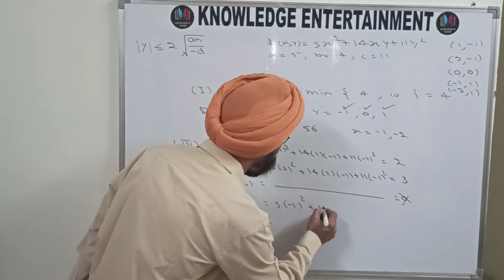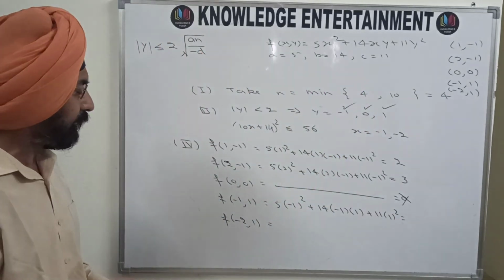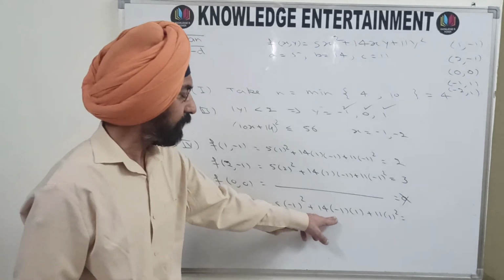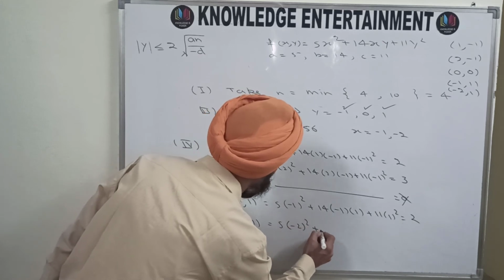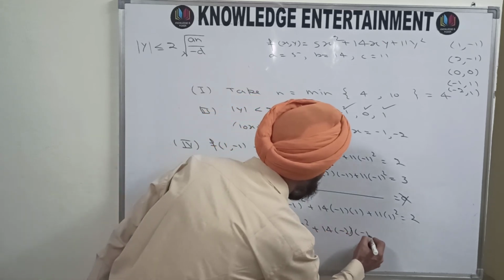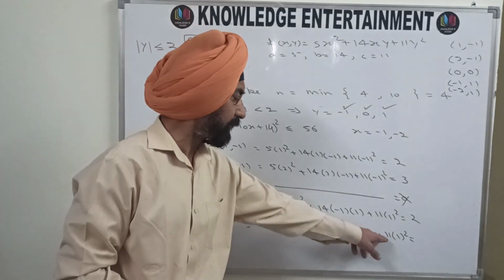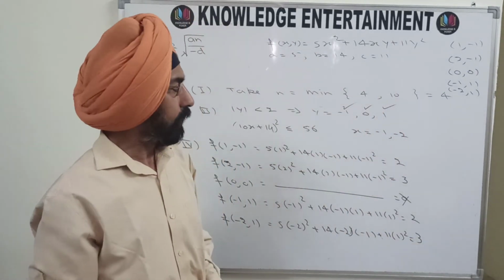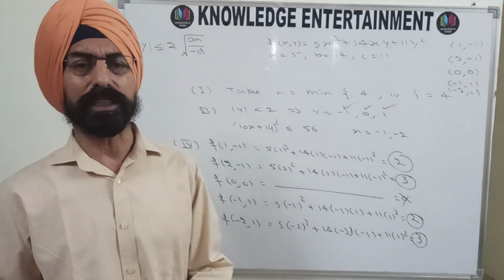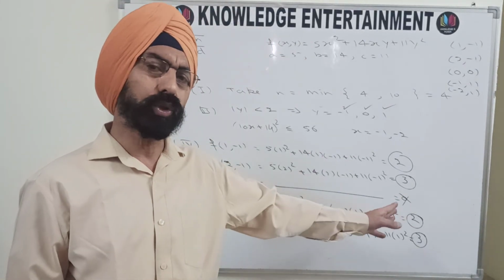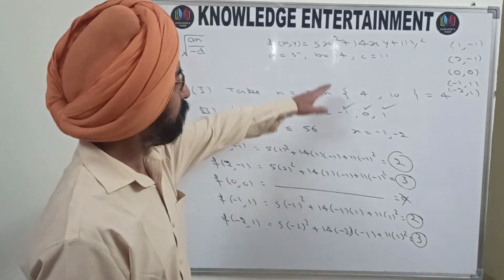5 into minus 1 square plus 14 into minus 1 into 1 plus 11 into 1 square. So let us see what the value is. It is 5 minus 14 plus 11, once again it is 2, and 5 into minus 2 square plus 14 into minus 2 into 1 plus 11 into 1 square. So it is 20 minus 28 is minus 8, minus 8 plus 11 is once again 3. So out of these four now, what is the least positive integer represented by this binary quadratic form is clearly 2. So 2 is the least positive integer represented by this binary quadratic form.